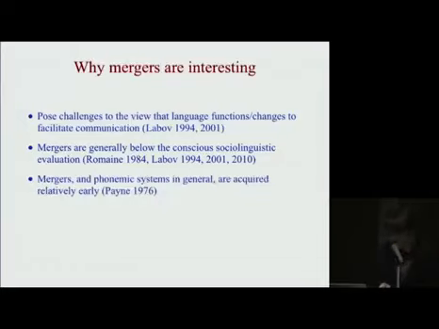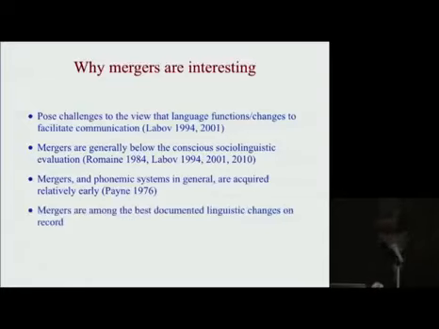And mergers and phonemic systems in general are acquired fairly early. This is a study, again, in Labov's work and an extension of his work, showing that basically if you don't move to an area by the age of 6 or 7, you have no chance of picking up the really deep regional features of the phonemic system.